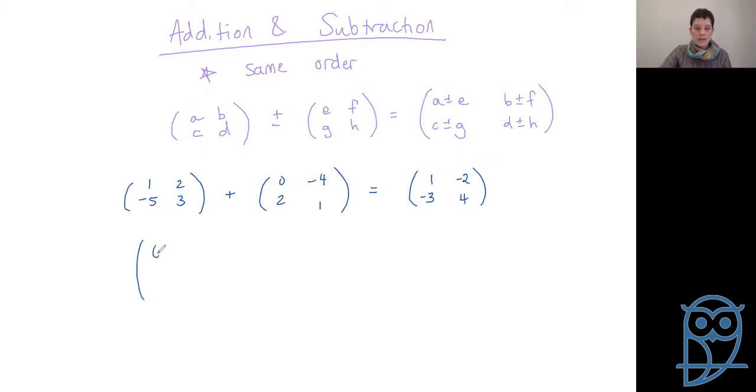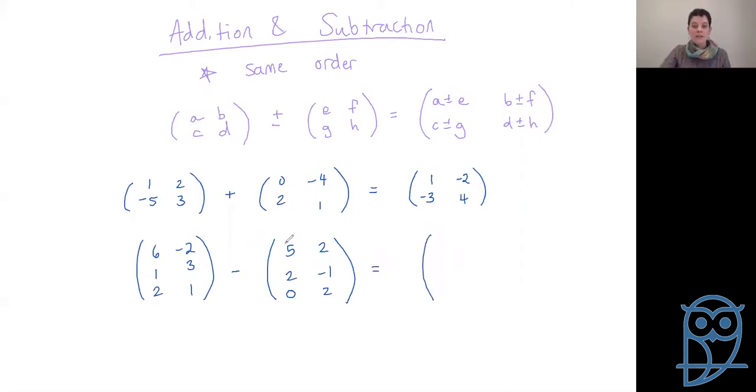If we had 6, minus 2, 1, 3, 2, 1, minus 5, 2, 2, minus 1, 0, 2. Okay, so again, we've got the same order. The number of rows in both is the same. The number of columns in both is the same. Here we've got a middle left and a middle right. So in both matrices, we need a middle left and middle right.